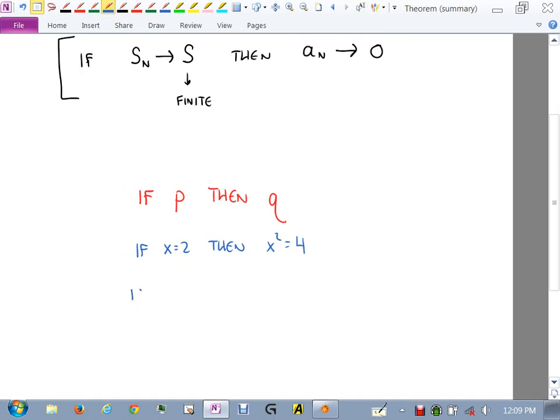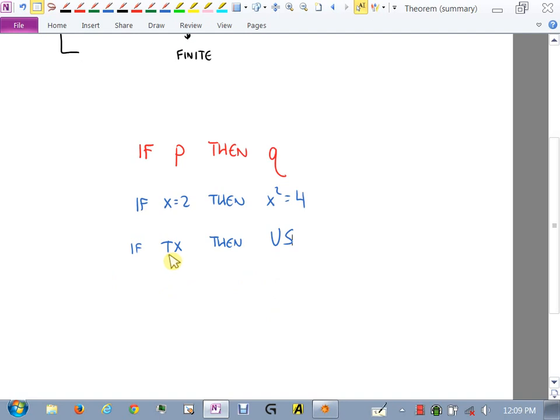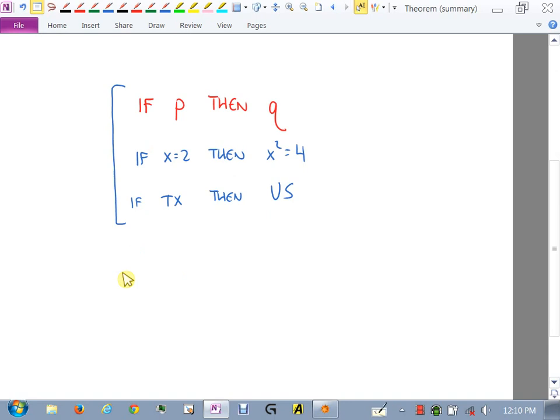I'll give you another example. If you live in the U.S., the United States, if you live in Texas, let's start with that. If you live in Texas, then you live in the U.S. Is that true? Does it work the other way around? If you live in the U.S., do you have to live in Texas? No, right? Now, but what is equivalent to if P then Q is the following statement. If not Q, then not P.